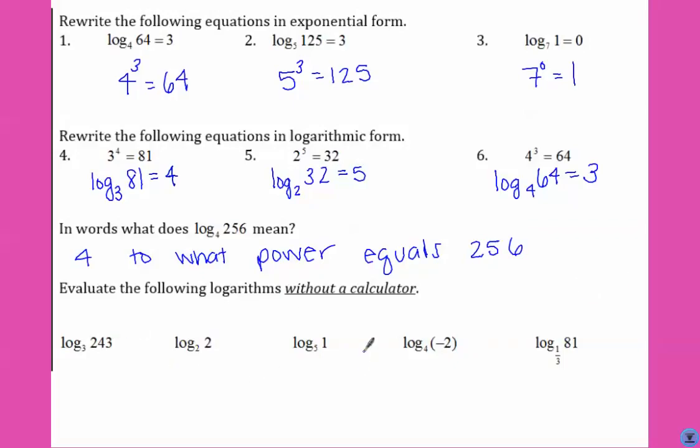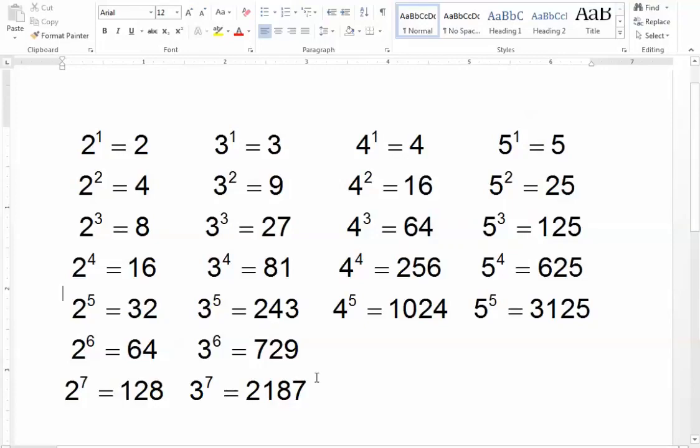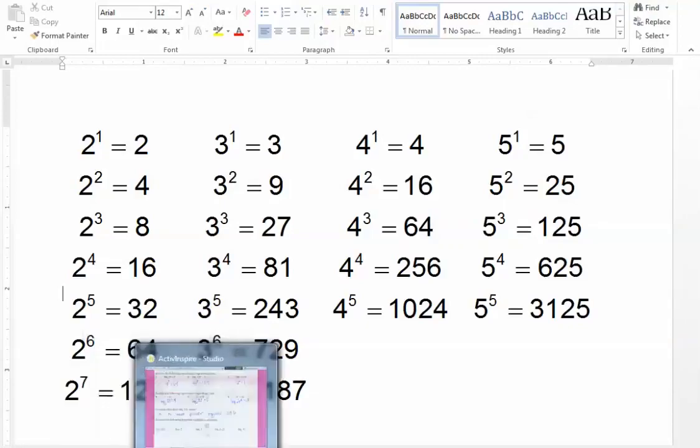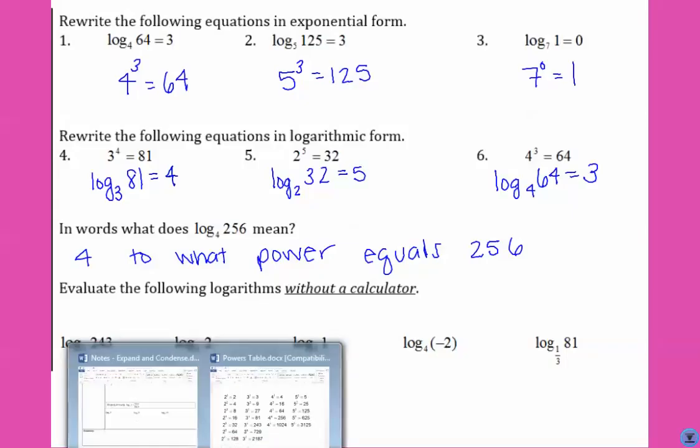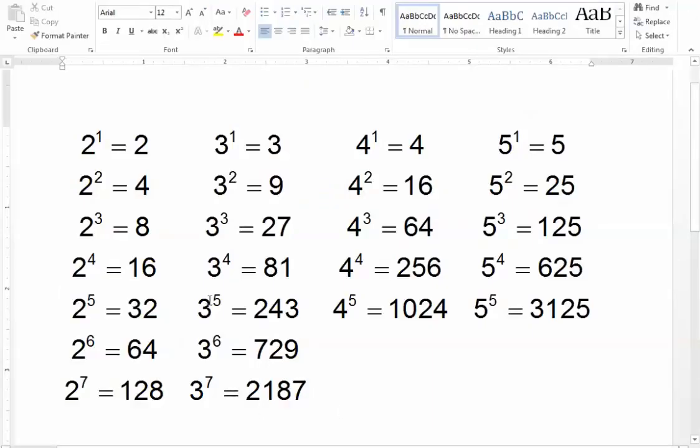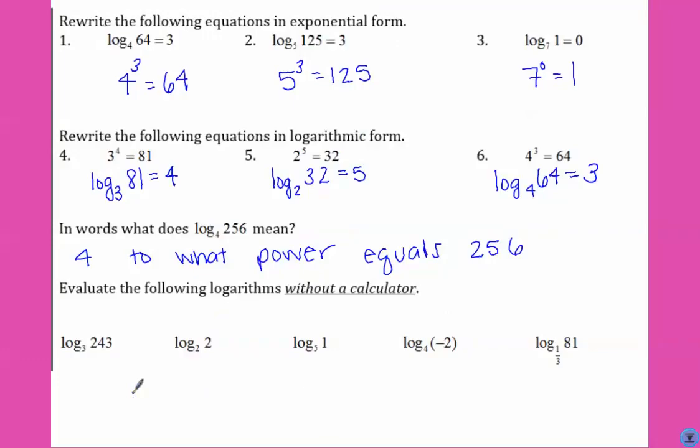Something that can help you with evaluating logarithms is your power sheet. Do you remember this from earlier in the year? This can be very helpful. Hopefully you guys have not lost it. So, log base 3 of 243. 3 to what power is 243? It's 3 to the 5th power. So we know that this is equal to 5. 2 to what power gives you 2? That's the first power. 5 to what power equals 1? Well, anything to the 0 power will equal 1.